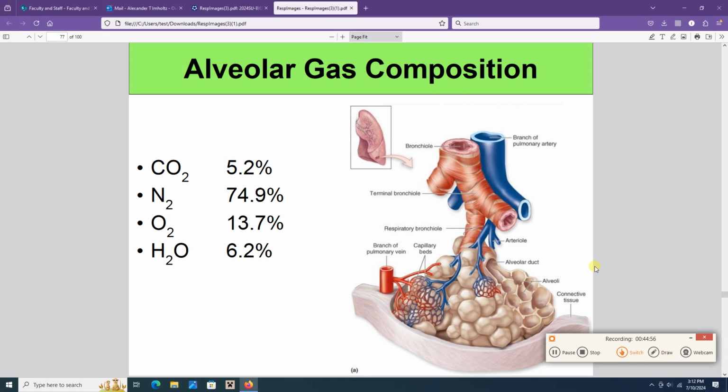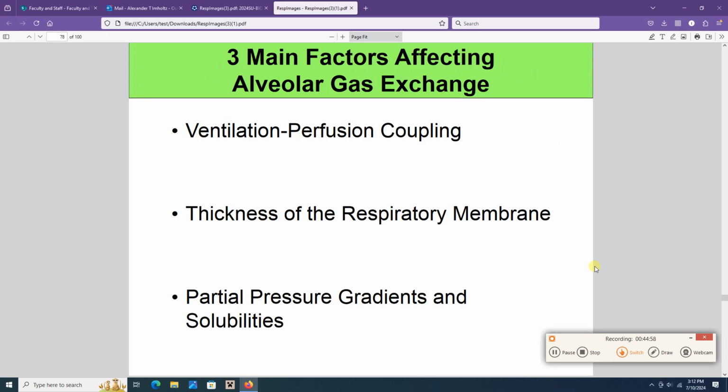Okay, cool. Now, what I want to talk about now is the exchange of gases between the air in your lung and the blood in your pulmonary capillaries. And there's three things we're going to discuss. First of all, there's ventilation-perfusion coupling. Then there's the thickness of our respiratory membrane. Then we're going to talk about partial pressure gradients and solubilities.